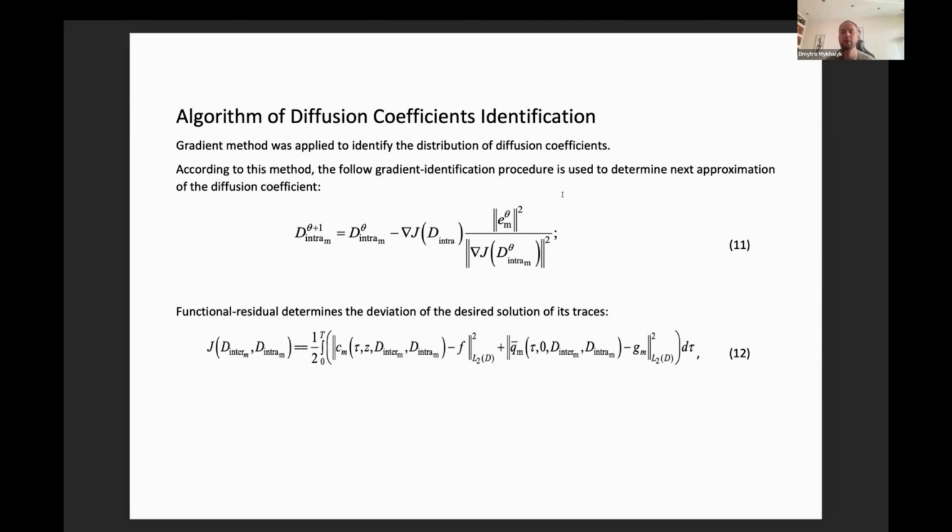By next, I mean the next step, because it's an iterative process. We repeat it again and again until we get a sufficiently small difference between what we predict and what is real. When we stop, we can say that we identified the coefficient with such precision. The residual function determines the deviation of the desired solution from its traces.